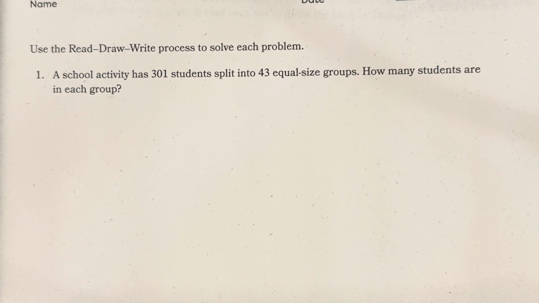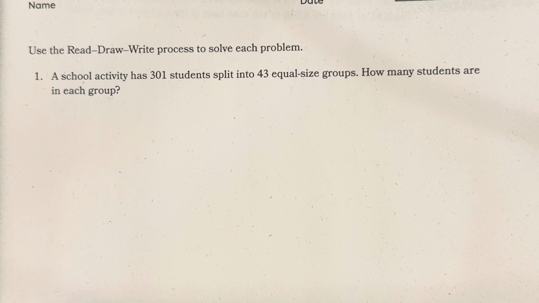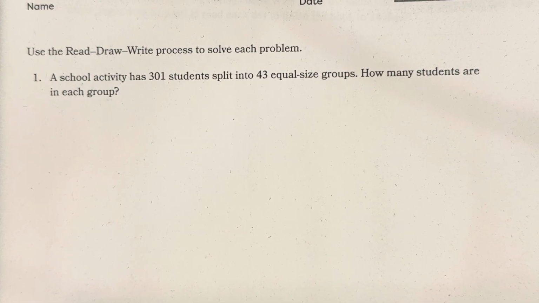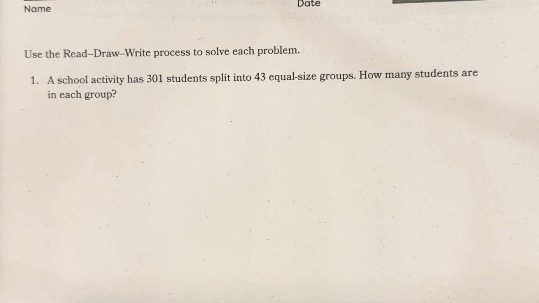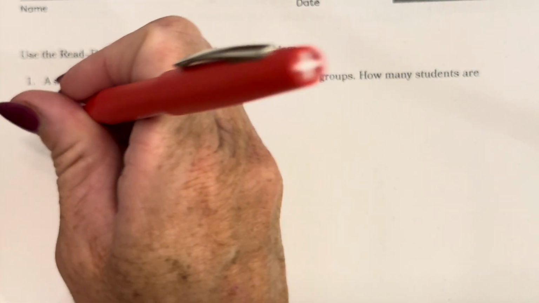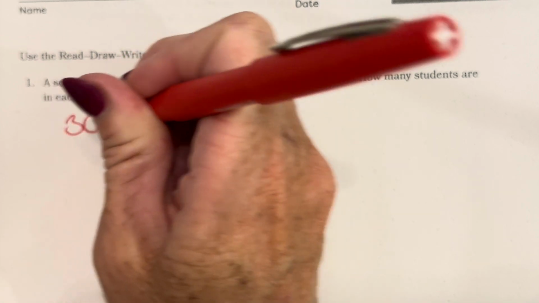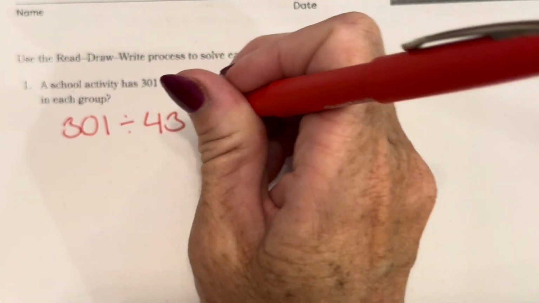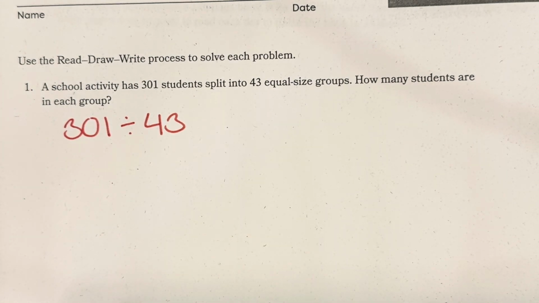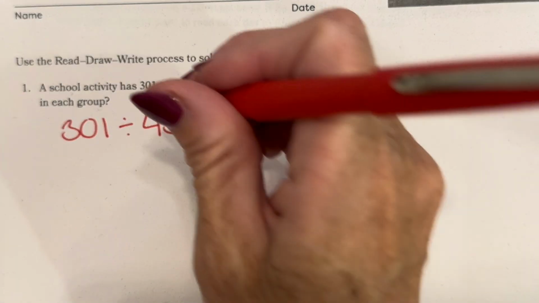Okay, so this is definitely a division problem because they have a total of 301 students and they've taken those students and divided them into groups. So my equation is 301 divided into 43 groups. I want to start by estimating what I think that is.